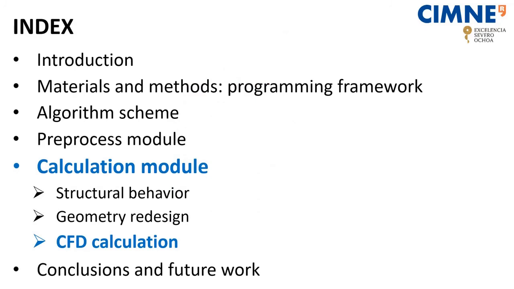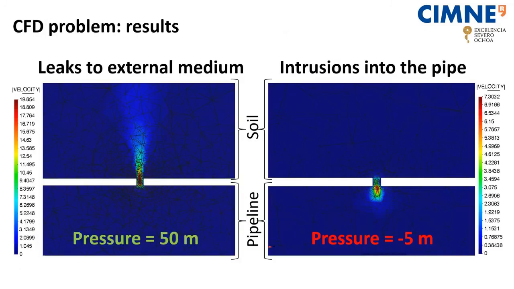The last step is the computational fluid dynamics calculation. Solving this problem, we can calculate hydraulic variables, not only in the inner part of the pipe, but also in the external porous media. In this slide, we can see the velocities achieved under different pressure scenarios. The right figure shows a leakage flow when high pressure is happening inside the pipe, while the left figure shows the effect of intrusion when the differential pressure between the inner and the outer part of the pipe is negative.